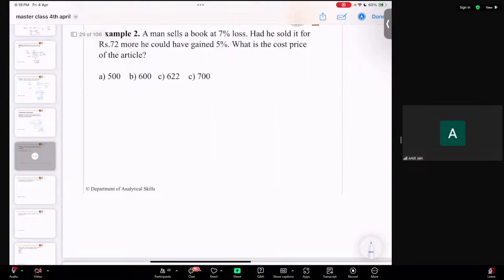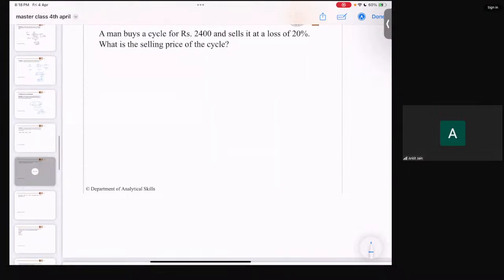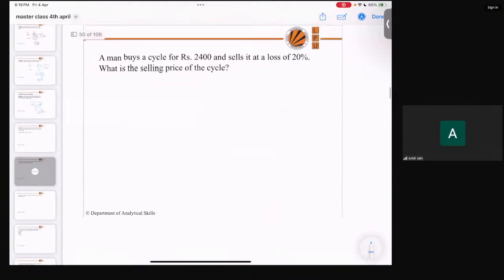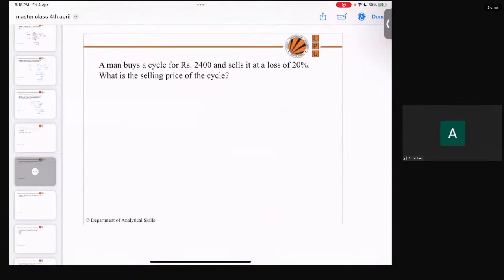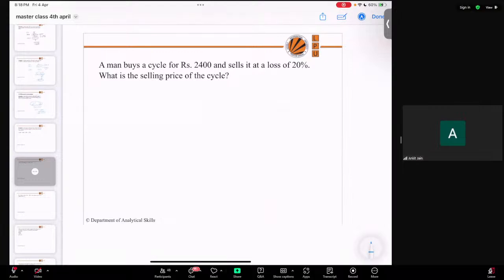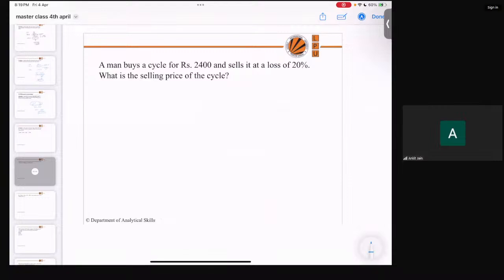Okay. Next question. Vipasha said yes. Amreen said yes. Bhavni said yes. Very good.